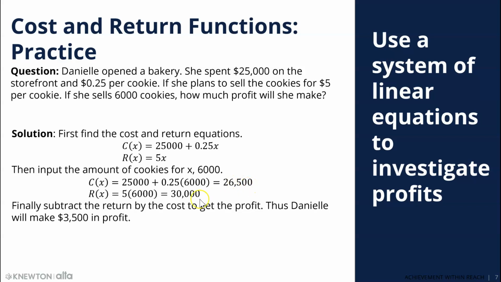which is equal to 26,500. Now the revenue, if she sells 6,000 cookies, is 6,000 times 5, which is equal to 30,000. Subtracting these two will give us the profit. So 30,000 minus 26,500 is equal to 3,500. Thus, Danielle will make $3,500 in profit.